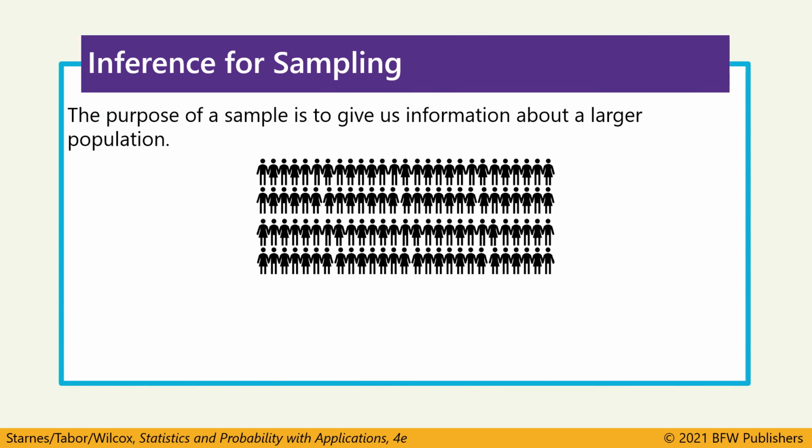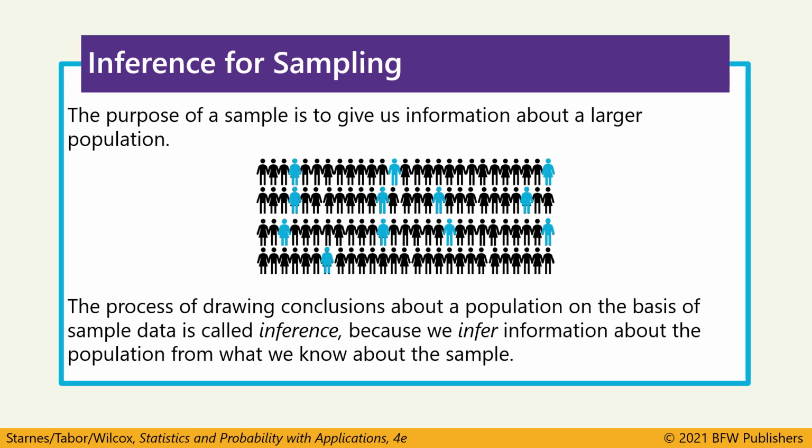Now, the whole point of taking a sample is to give us some idea about a larger population. In most cases, conducting a census is unreasonable, whether it's too expensive or too time-consuming or just impossible to do. So instead of conducting a census where we talk to everybody, we take a sample, and we're hoping that that sample is representative of the population. When we draw conclusions based on that sample, that's called inference. We're inferring information about a population based on what we know about the sample.